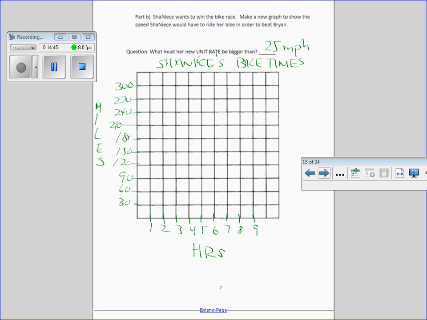And then just construct your line to show 30 miles per hour. See if I can draw a real straight line without cheating. Pretty good.